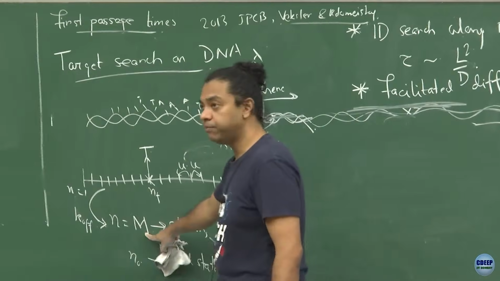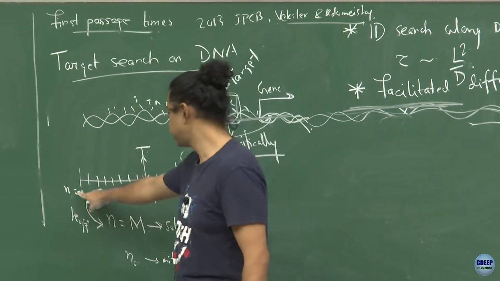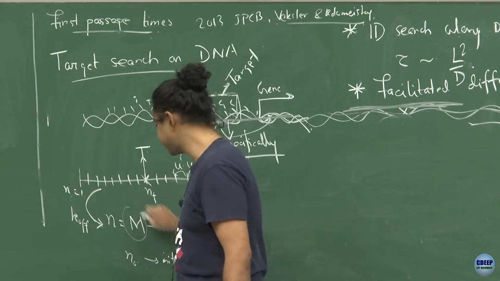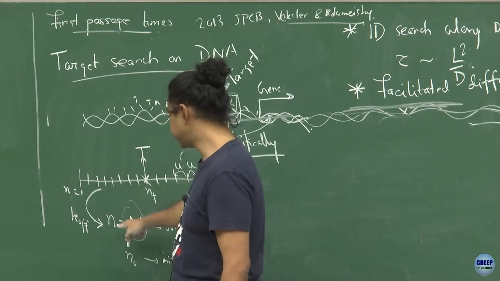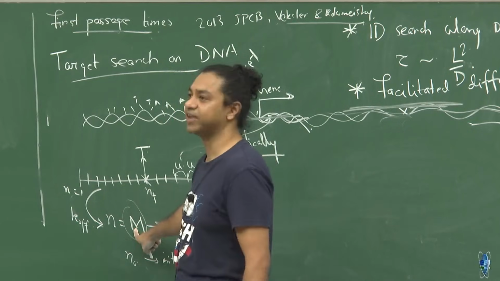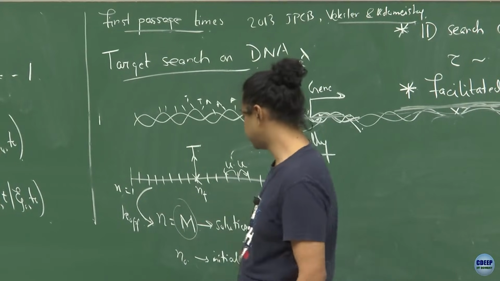What is N and M? N is the index of this lattice site, small n. So n goes from 1 to L if it is on the DNA. And I have one extra special site which is in solution. If it is in solution, I'll call it n equal to M. So I have L plus 1 sites available for the protein, L of which are on the DNA, 1 of which is in solution.